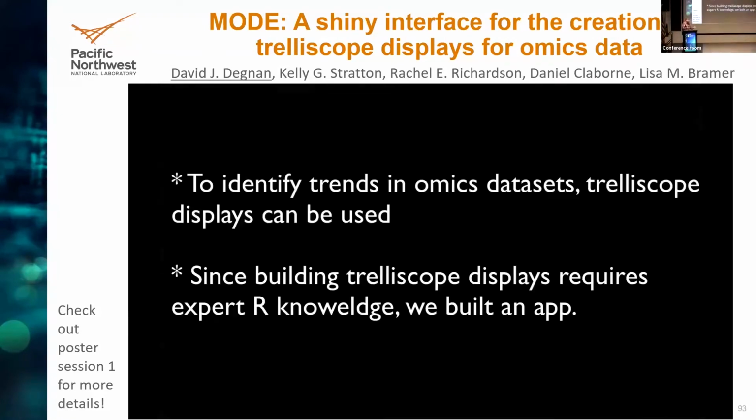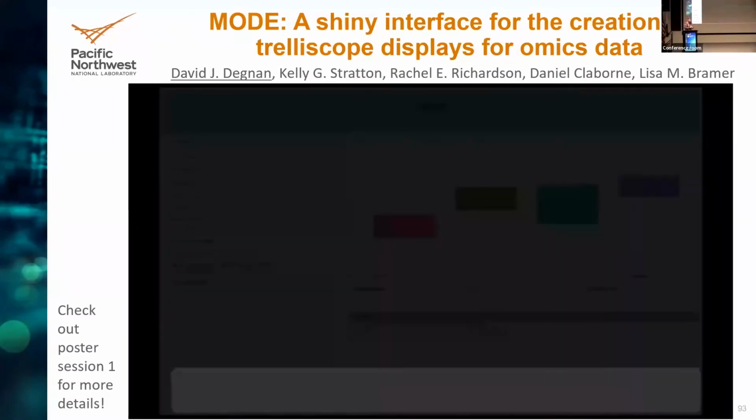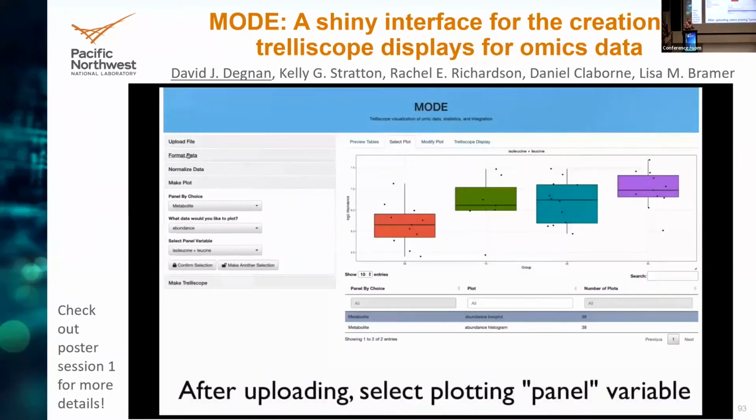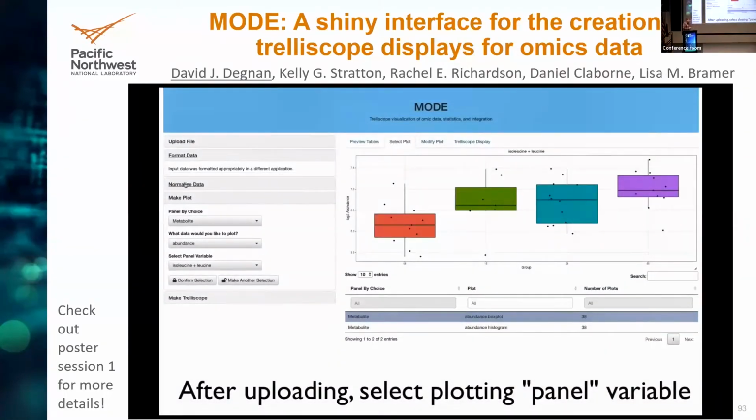Now, to identify trends across these omics data sets, you can use trelliscope displays, which are very interactive and highly shareable because they're HTMLs. But to actually make one, it requires quite a bit of coding expertise. So we made an app.